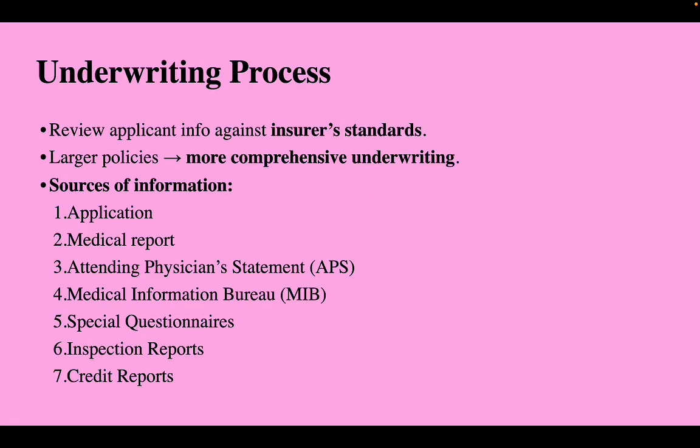Underwriting process. The process begins by reviewing the applicant's information against the insurer's standards. Larger policies usually undergo more comprehensive underwriting because the financial exposure is higher. Sources of information include the application itself, medical reports, attending physician statements, reports from the Medical Information Bureau, MIB, special questionnaires for high-risk activities, inspection reports, and credit reports. Each source provides insight into the applicant's health, lifestyle, and financial stability.